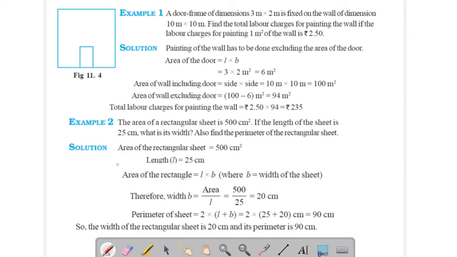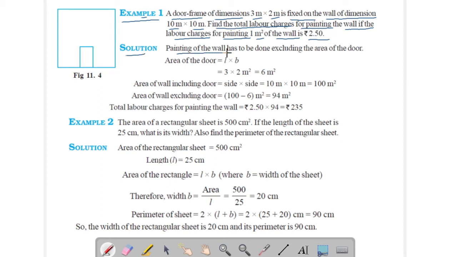Now say example 1. Here a door frame of dimension 3 meter into 2 meter is fixed on a wall of dimension 10 meter into 10 meter. Find the total labor charges for painting the wall if the labor charges for painting 1 meter square of wall is rupees 2.50. So see the solution.